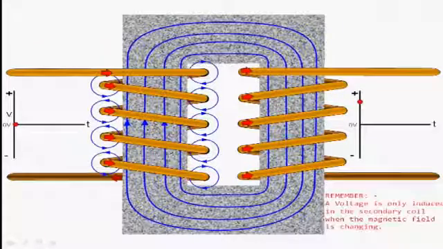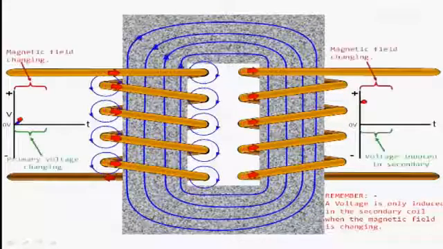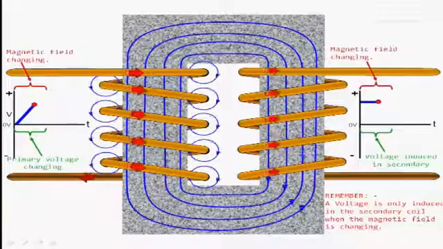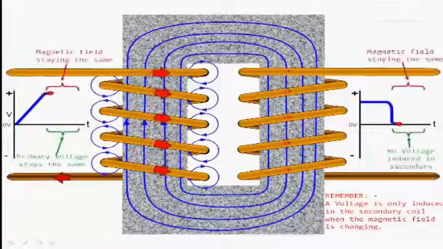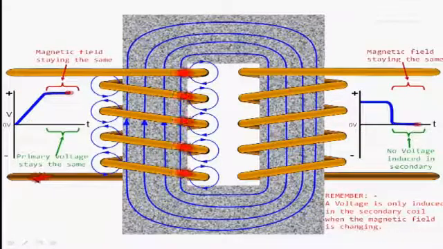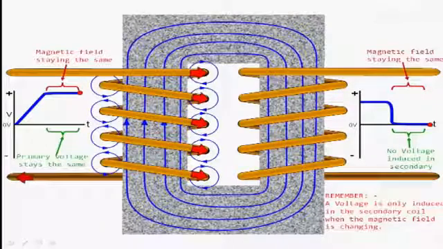The key thing is, the voltage is only induced in the secondary coil when the magnetic field is changing. So as long as the magnetic field is changing, we've got a voltage in the secondary coil. But once the magnetic field stays the same, there's no voltage induced. So just watch that again.